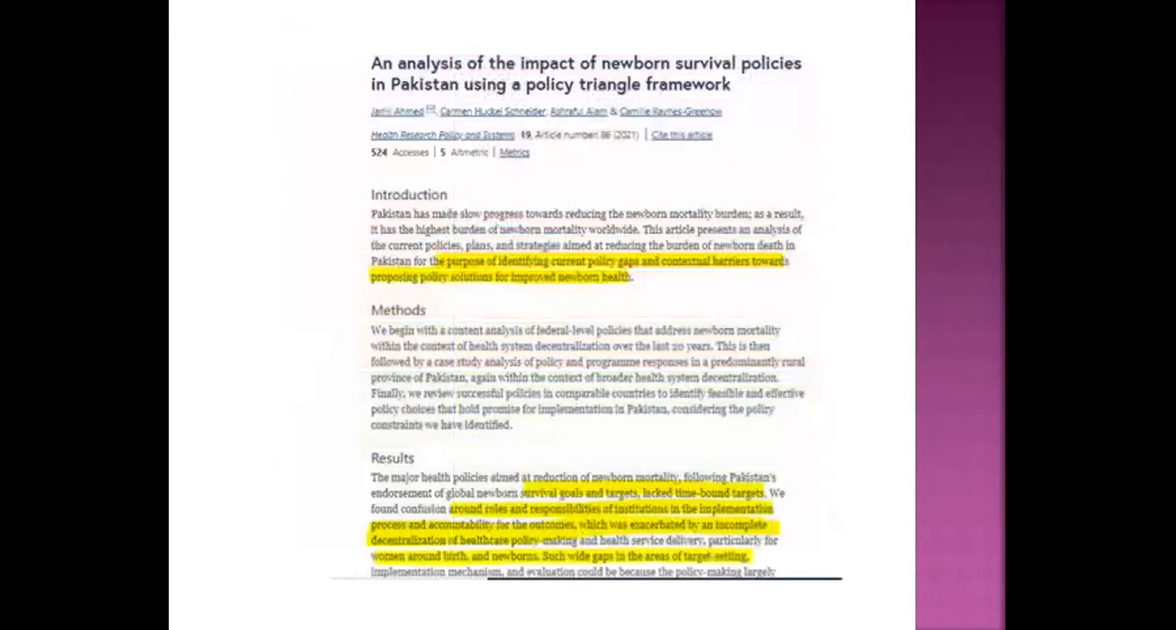research and innovation. An analysis of the impact of newborn survival policies in Pakistan using a triangle framework is presented, and the purpose of this is to identify gaps and contextual barriers. The result is that there is a major problem in the reduction of newborn mortality, endorsement of newborn survival goals and targets, and a lack of time-bound targets.